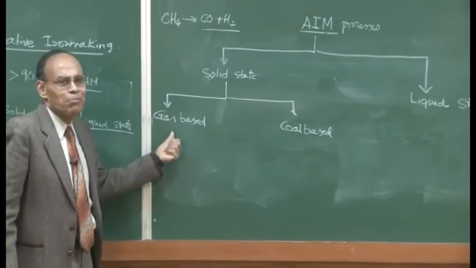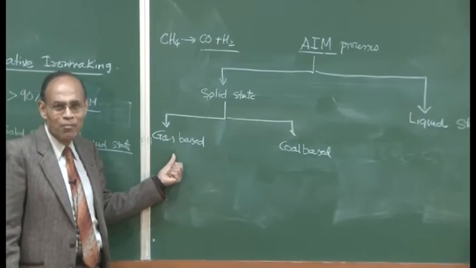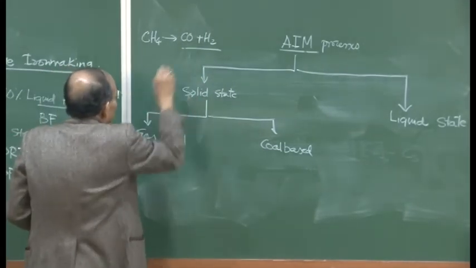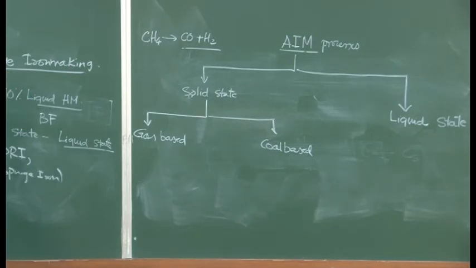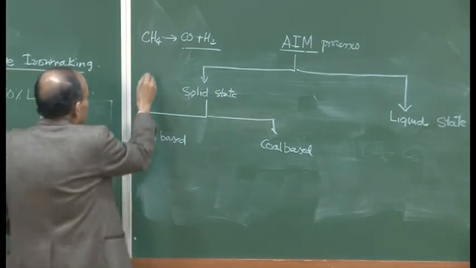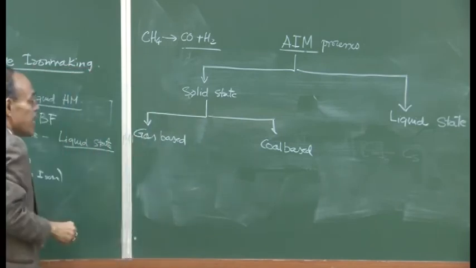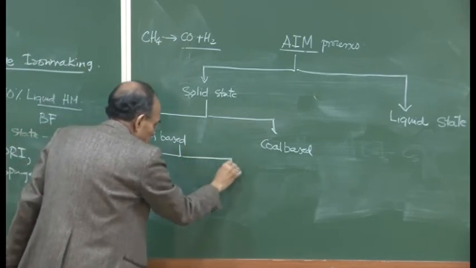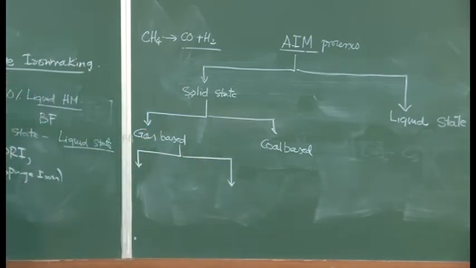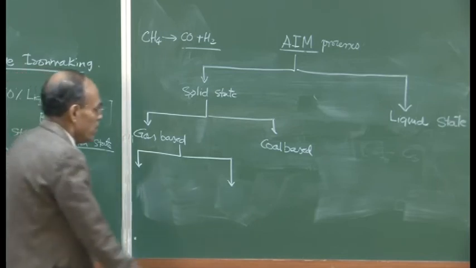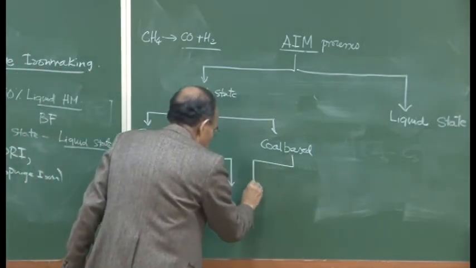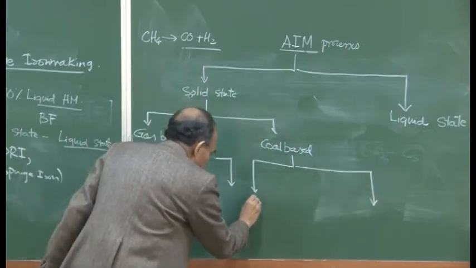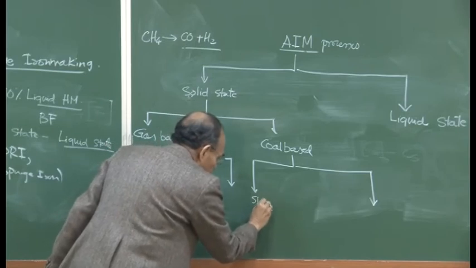So, we are talking about a temperature of 1000 or 1100 degrees centigrade at the most, okay? And we can use carbon monoxide or hydrogen, which can come out from natural gas, and there are now several processes there. Similarly, coal based processes are also several. One such process is called the rotary kiln or SL iron process.